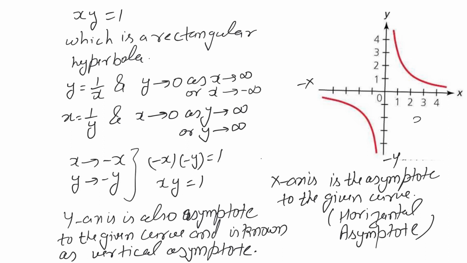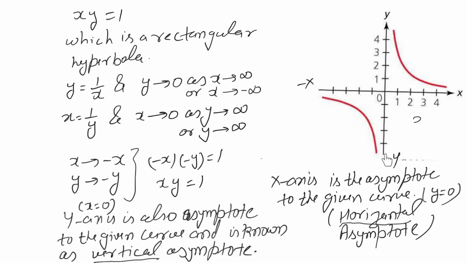So this given curve has two asymptotes. One is x-axis, which is given by y is equal to 0, and another one is y-axis, which is given by x is equal to 0. X-axis is known as horizontal asymptote and y-axis is known as vertical asymptote. So the given curve has two asymptotes, and in other words these are also known as horizontal asymptote and vertical asymptote.